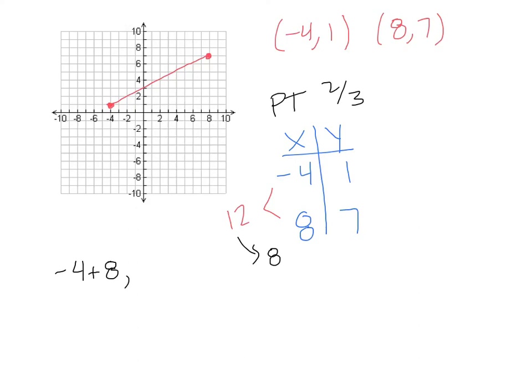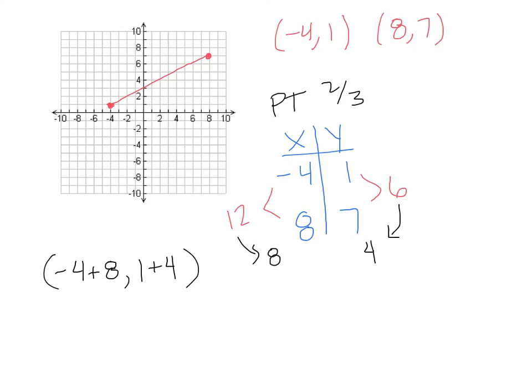Now let's think about the y-coordinate. I go from 1 to 7, which is 6. And if we want to move along our segment 2/3 of the way, we're going to need to use 2/3 of 6. And 2/3 times 6 is 4. So this tells me that for my y-coordinate, I start at the 1 and I'm going to add in 2/3, which is 4. So that's the coordinate of the point that is 2/3 of the way along the line.